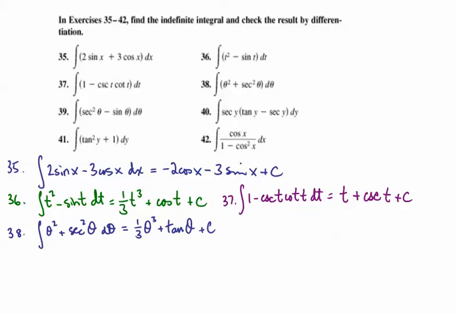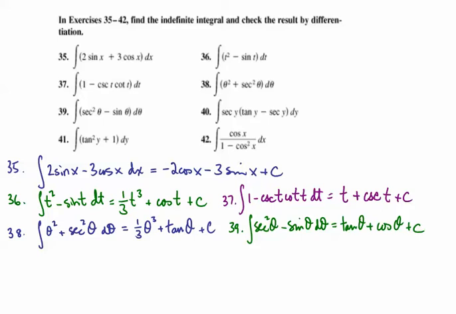All right, number 39. We have the integral of secant squared theta minus sine theta d theta. So again, the antiderivative of secant squared is tangent theta. The antiderivative of sine is negative cosine. So now we'll get plus cosine theta plus c there.